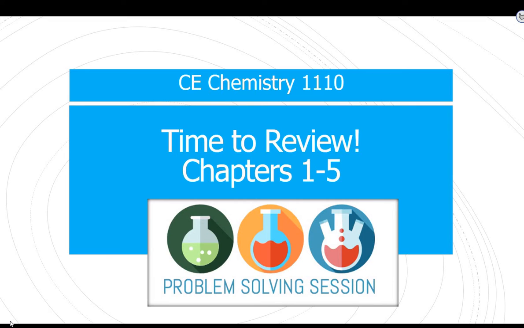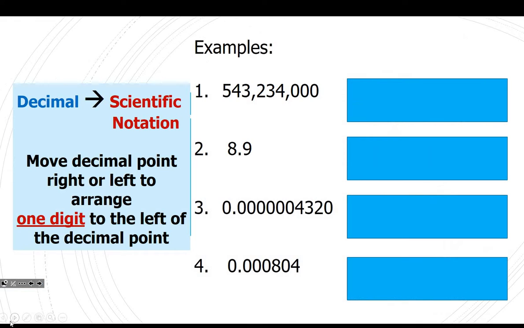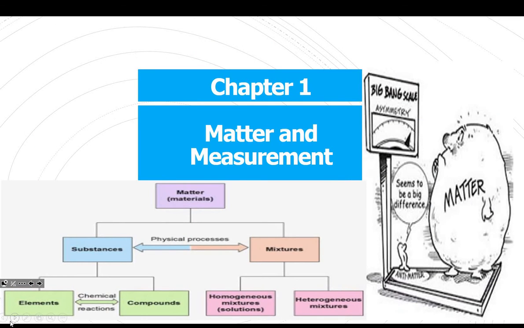Okay, so here we go. Chapters 1 through 5. We need to start with chapter 1. On chapter 1, we talked about matter and measurement. Matter, remember, splits into 2 main groups, pure substances and mixtures. Pure substances break down into compounds and elements. Mixtures break down into homogeneous and heterogeneous. You got that? You're good. Everything's made up of matter.